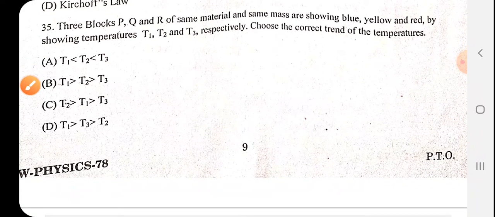Now come to another question, question number 35, that is: 3 blocks P, Q and R of the same material and same mass are showing blue, yellow and red colours at temperatures T1, T2 and T3.